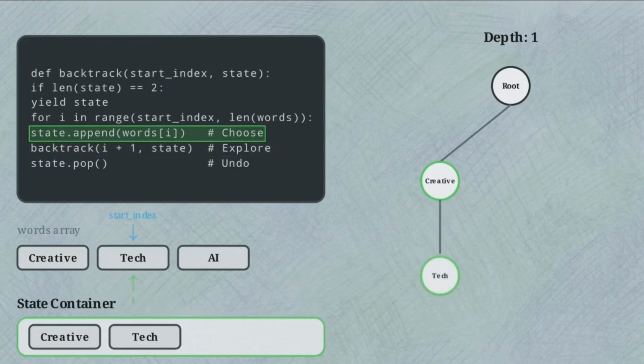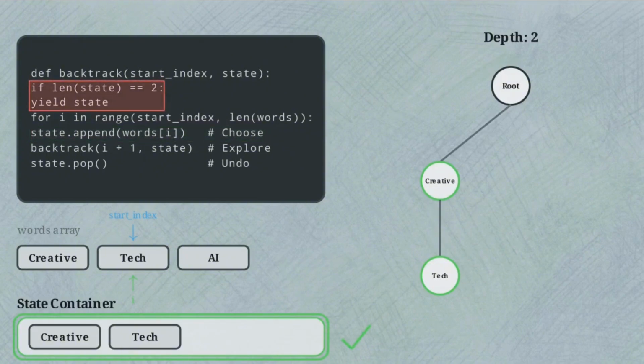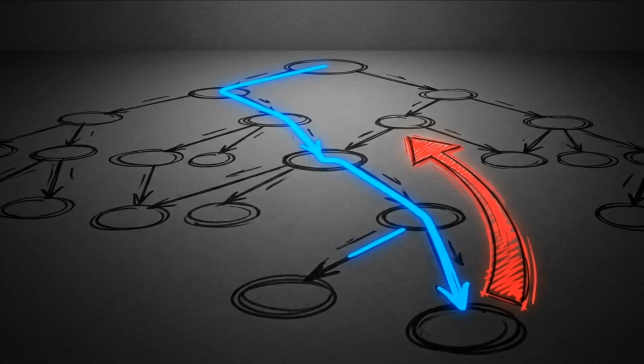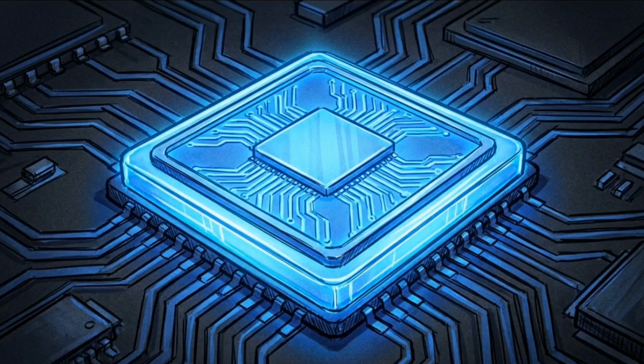The recursion repeats these steps to the bottom of the tree. The word tech drops in, and we successfully yield our first valid combination path. Hitting the bottom is only half the algorithm. The core mechanical challenge is navigating safely back up the tree to explore alternative sibling branches without corrupting the data we hold in memory. Consider this.